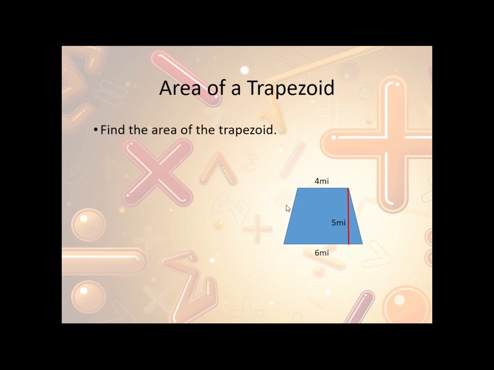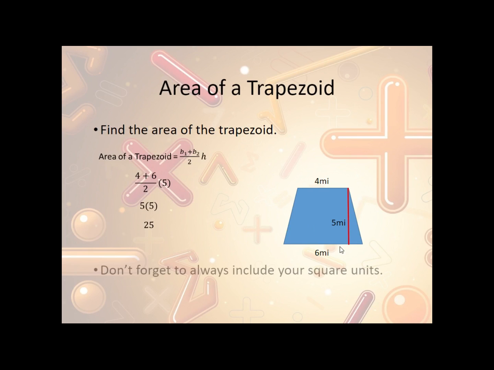Now, a trapezoid is like a rectangle, but one set of sides is different from each other. So this one is 6 and this one is 4, so this side is shorter than this one. So the area of a trapezoid is the base 1 plus base 2 over 2 times the height. Well, base 1 and base 2 are the sides that are not the same as each other. So I would add 4 plus 6 over 2 times the height, which is 5. Well, 4 plus 6 is 10, divided by 2 is 5, and then 5 times 5 is 25. So my answer would be 25.